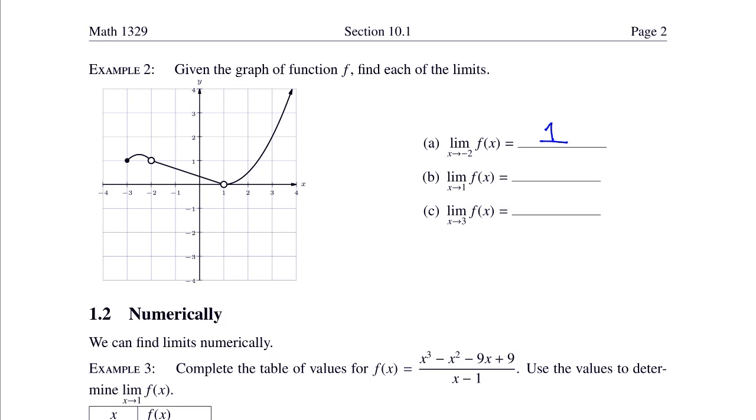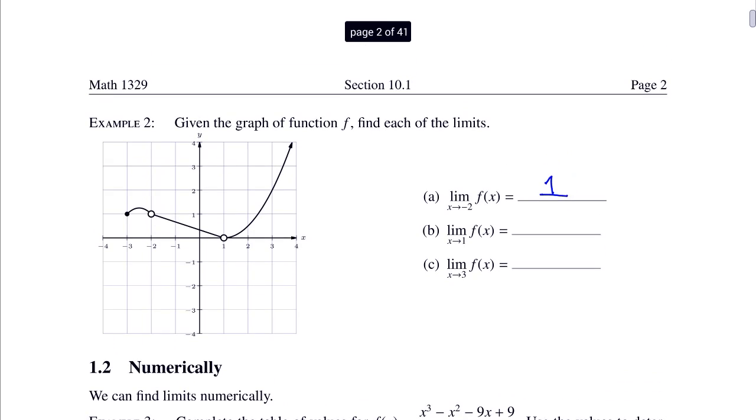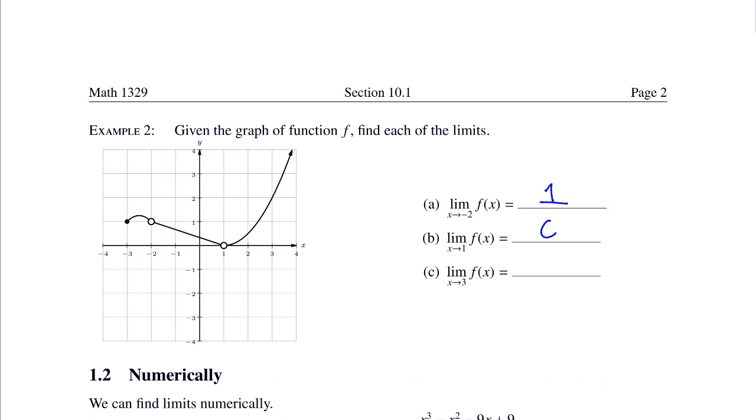Okay, let's call on some people. Let's see. Carla, what did you get for part B? 0. Very good. So as x goes to 1, this is the x value. As x goes to 1, the y values go to 0. That's the y value of the x-axis.